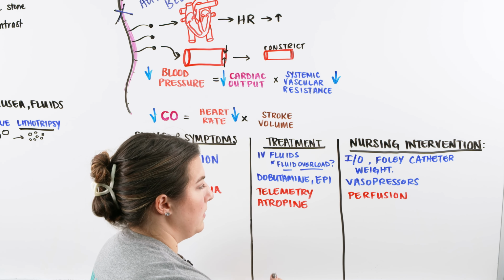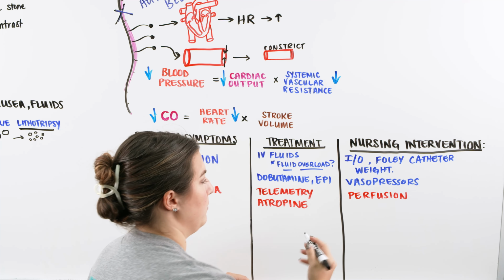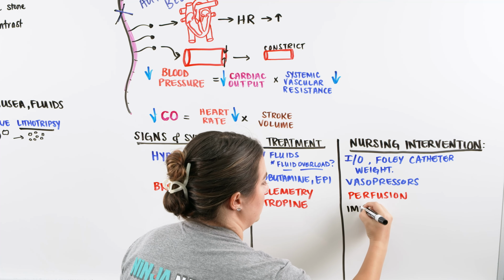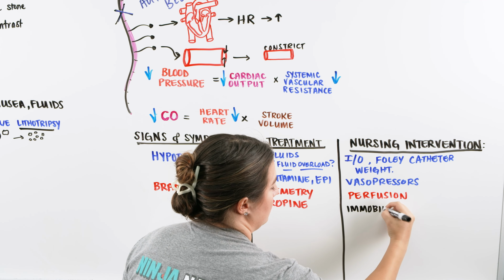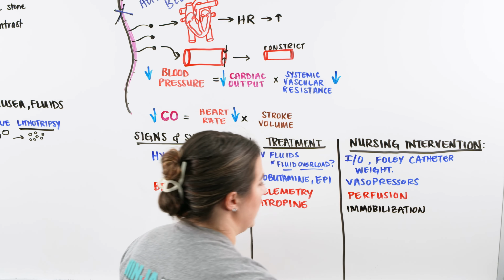What are some other things we want to think about? This patient has some type of spinal cord injury, so depending on the level of it, we want to make sure we're thinking about immobilization. Keeping that patient safe, immobilizing the neck and the spine.